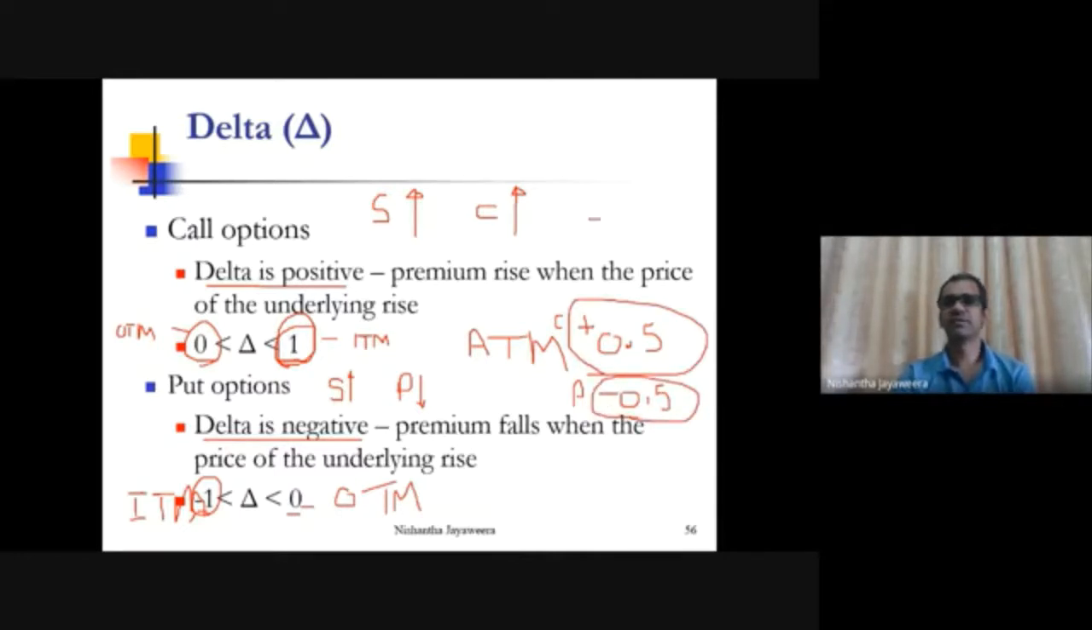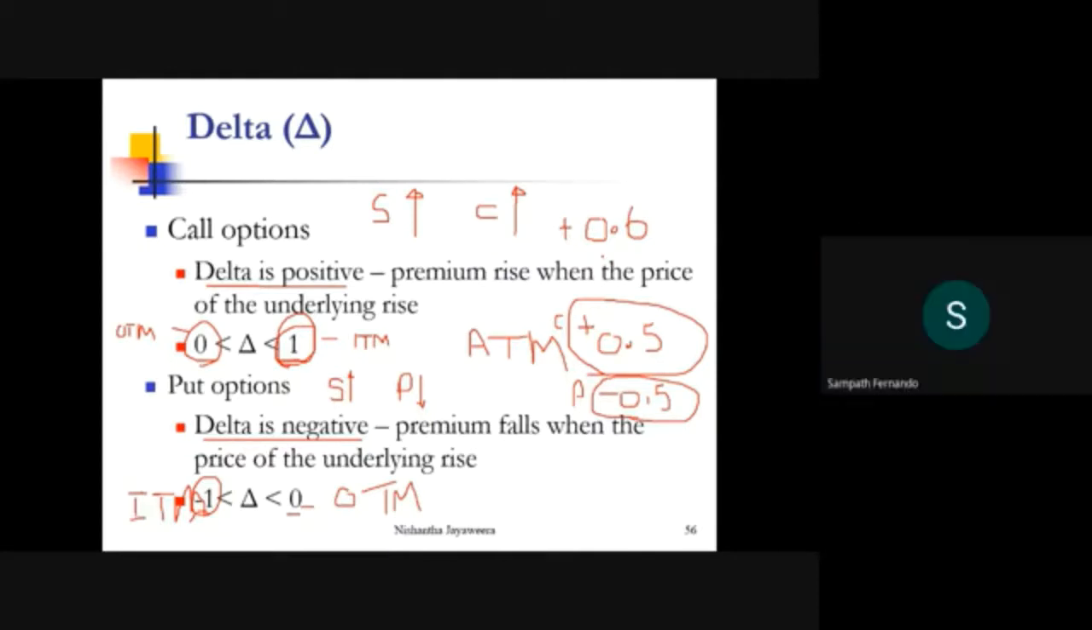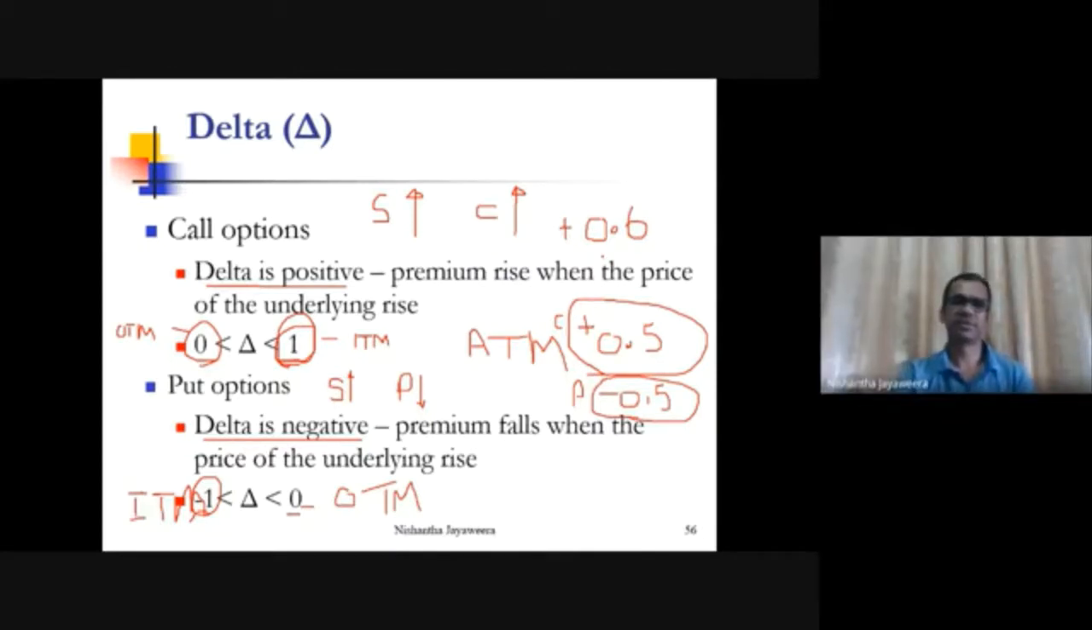If it is 0.6, what do you know? Is that option in the money or out of the money? Delta of an option is plus 0.6. Is it a call option or a put option? It's a call option, 0.6. Is it in the money, at the money, or out of the money? In the money. So likewise, by looking at delta, you get to know many things.